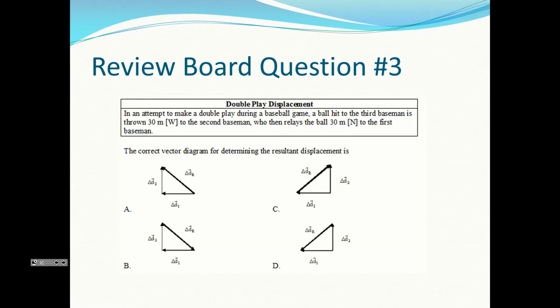In an attempt to make a double play during a baseball game, a ball hit to the third baseman is thrown 30 meters west, like that, and then 30 meters north. So that'd be tip to tail. My resultant would look like that. So the only one that looks like that is A.